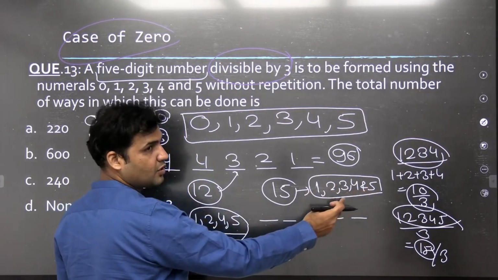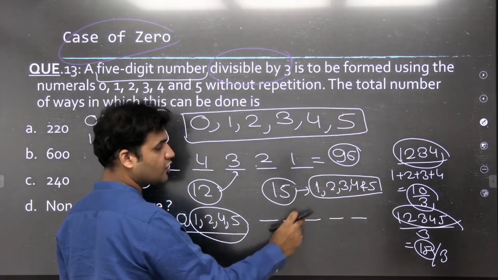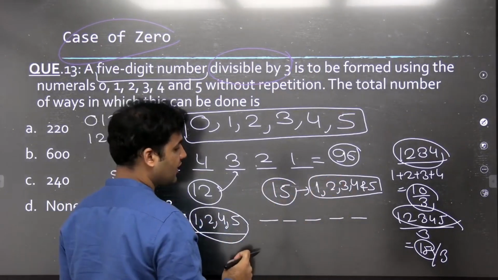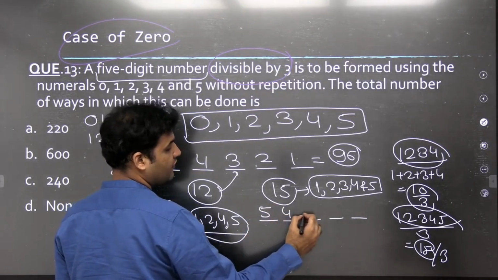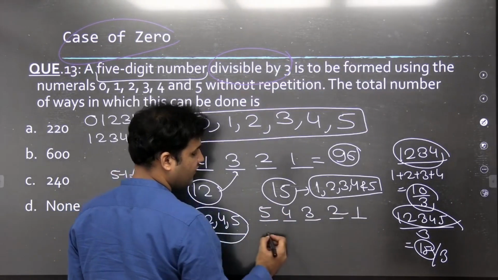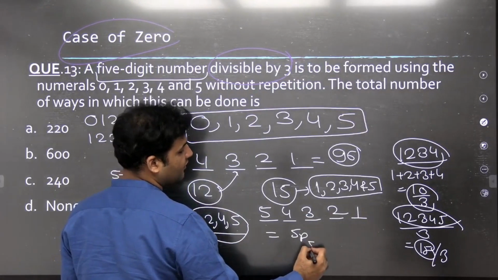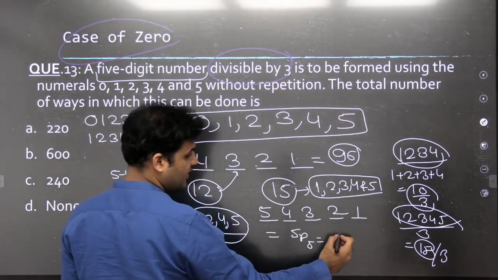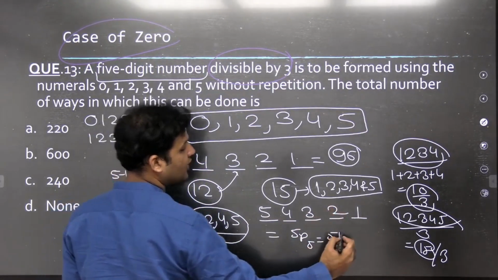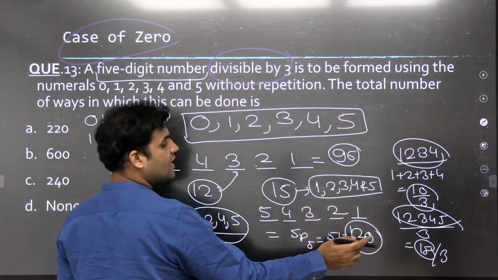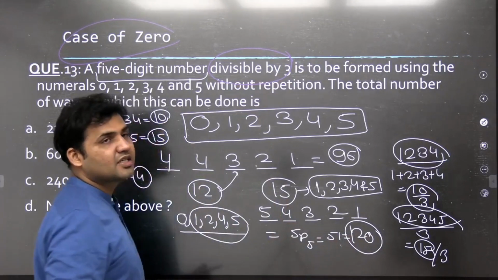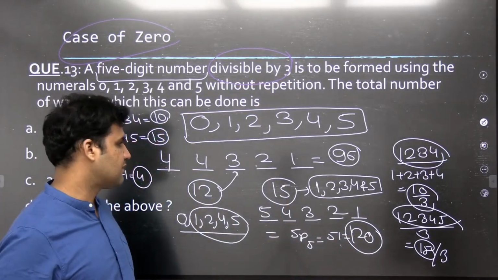Now there is no 0. I don't have to worry about the case of 0 because 0 is not present over here. So the first place can be filled in 5 ways, the second place in 4, 3, 2 and 1. This is 5 factorial, which is 5 into 4 into 3 into 2 into 1, which is 120, right? So we have 120 numbers when the sum of the digits is 15, that means the number will be divisible by 3.